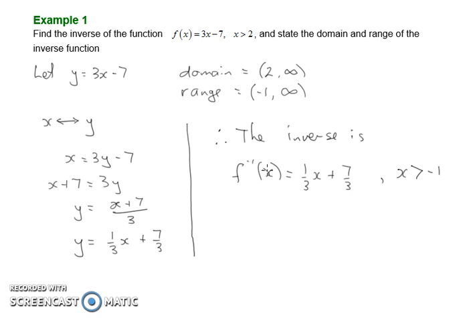Now, writing it like that is actually the inverse function fully defined. We've got it with its rule, using the appropriate notation, and following it up with the domain. In this particular question, it just says find the inverse of the function and state the domain and range. Well, that's fine. The domain's there, but in terms of stating it, the domain is negative 1 to infinity, because it's the range of the original, and the range of the inverse is going to be the domain of the original, so it's from 2 to infinity.